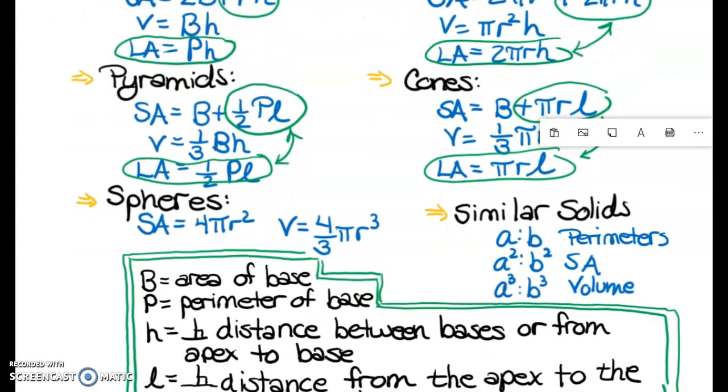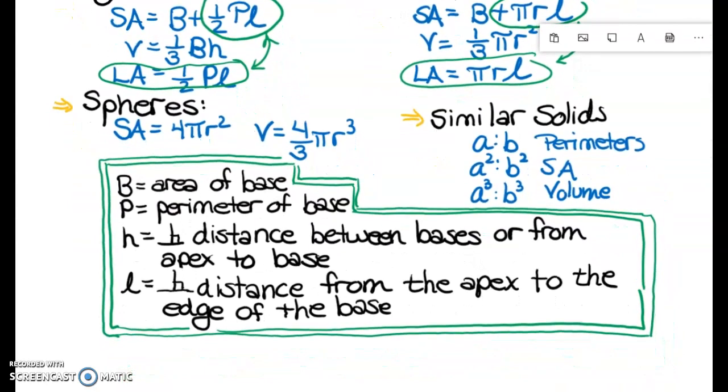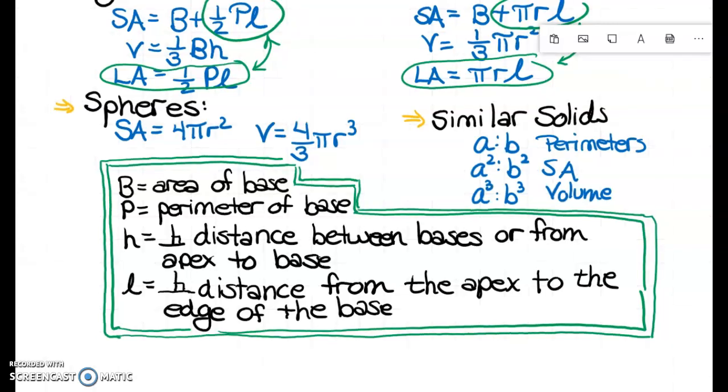But I also have the formulas for spheres, the surface area and the volume for spheres, and all of the ratios for similar solids. That includes the ratio of perimeters or any distance, like a corresponding side to a corresponding side, surface area or area in general, and then volume of two similar solids. So I also wrote down the definition of some of the variables in our formulas.